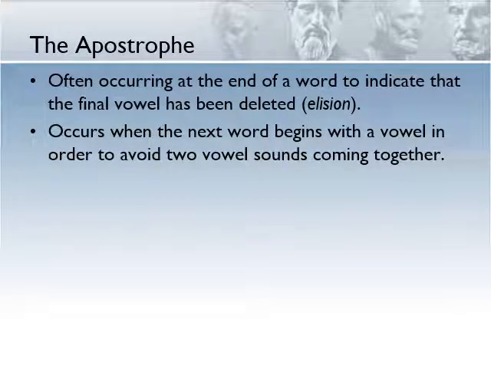This occurs when the next word also begins with a vowel in order to avoid two vowel sounds coming together. Now review with me what we talked about in the very first video about the alphabet. We have two kinds of letters in Greek. We have consonants and vowels.